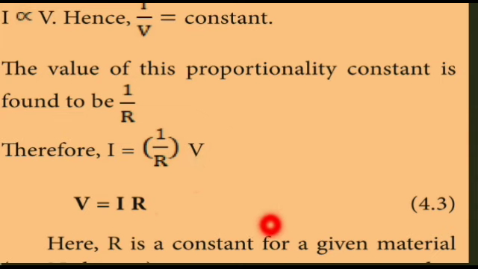R is a constant for a given material. R is resistance. So what is the formula for Ohm's law? V is equal to IR. V is equal to IR. Okay students, please underline.